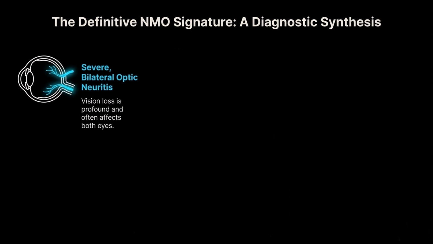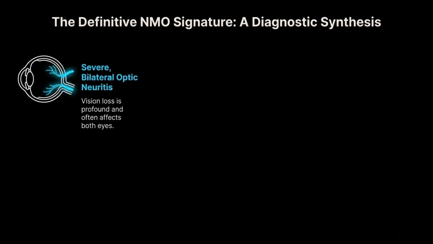All right, as a quick recap, NMO is defined by severe, often bilateral optic neuritis and longitudinally extensive transverse myelitis that centers on the gray matter. Investigations reveal unique MRI signatures like cloud-like brain lesions and long optic nerve enhancements, while CSF analysis helps rule out MS by the absence of oligoclonal bands and the presence of neutrophils or eosinophils during attacks.